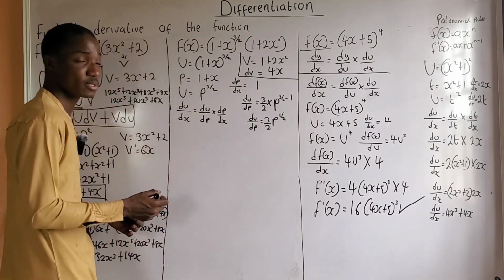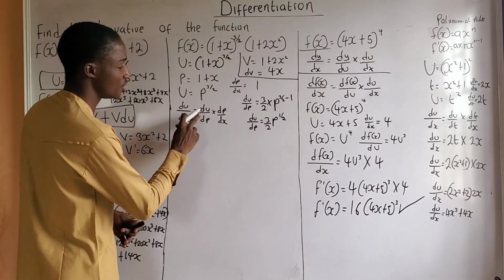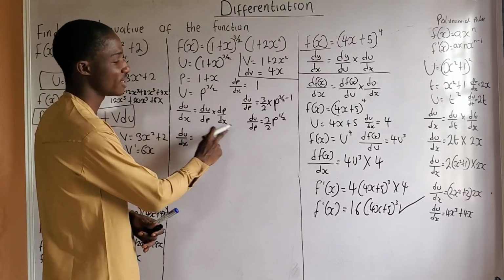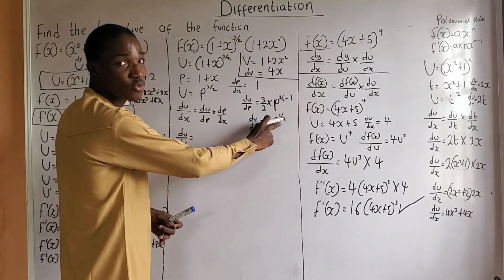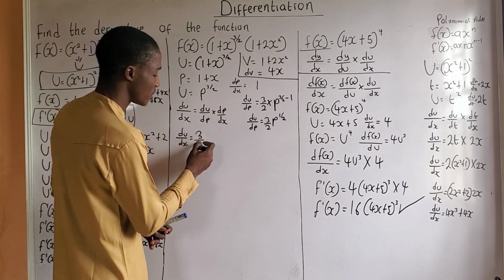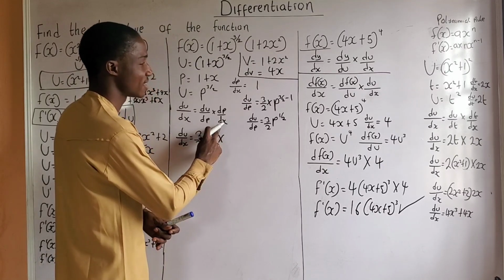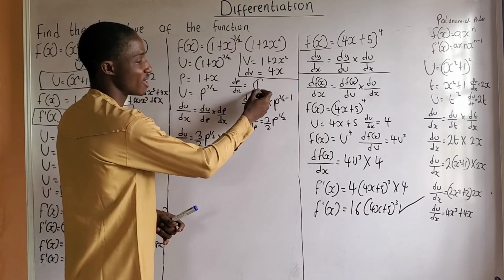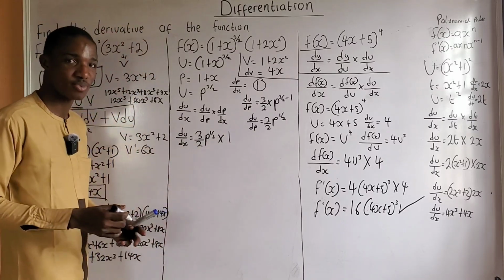So from this point, please pay attention. du over dx will be equal to du over dp. du over dp is what? Please pay attention: 3 over 2 p raised to the power of 1 over 2, multiplied by dp over dx. dp over dx is what? It is 1. Are you getting it? So I'm going to have multiplied by 1. You can see that it's simple.